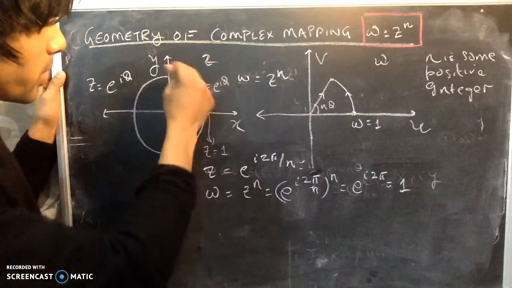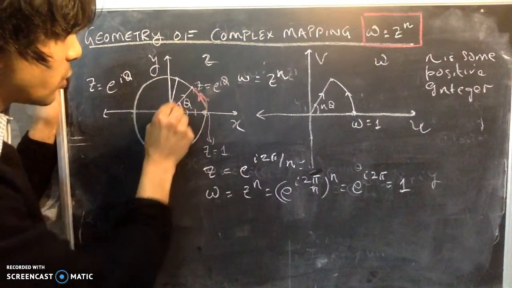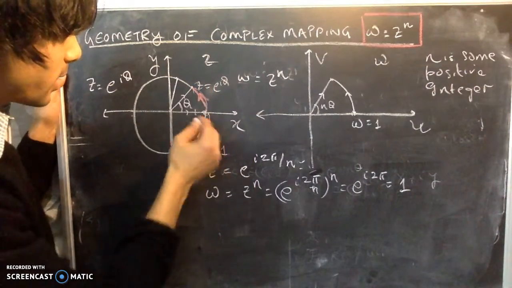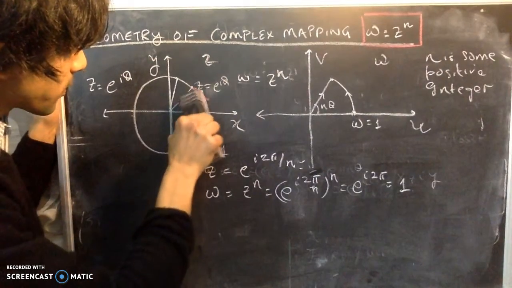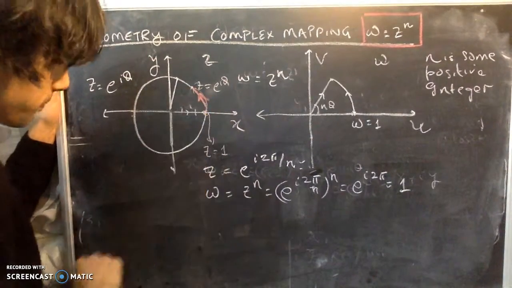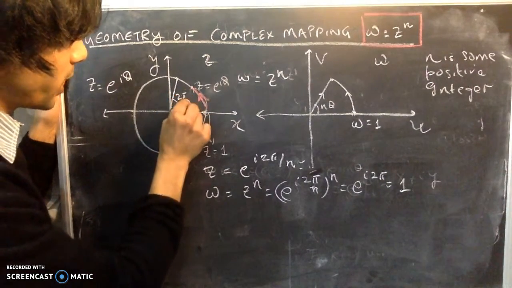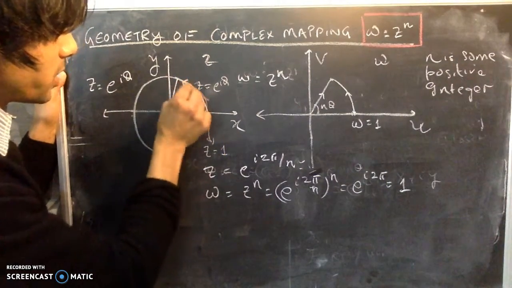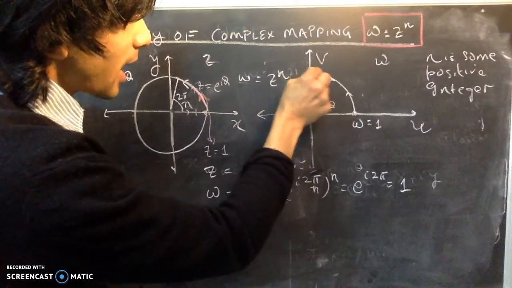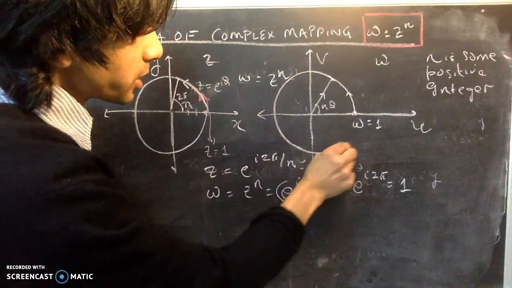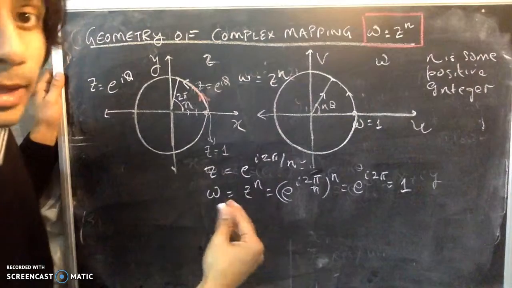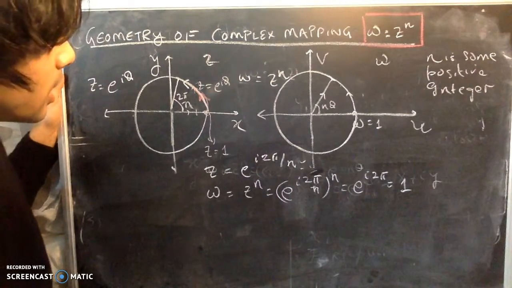So if you have covered an arc that subtends an angle 2 pi over n, let's say this angle is 2 pi over n, as you move in the counterclockwise direction, then your image would have actually covered the full unit circle in the W plane and arrived back at the point w equals 1.